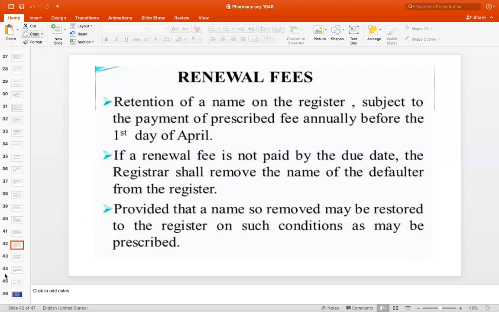Now, a little bit we'll discuss about renewal of the fees. I told you we always renew our fees. Ma'am, if a person graduates but does not have any job, then is he also eligible to apply for registration? Job is not compulsory. If you have completed your degree, then you can go for it.